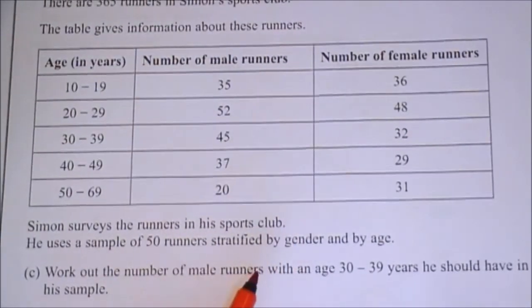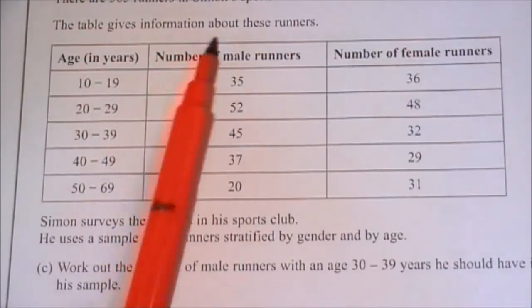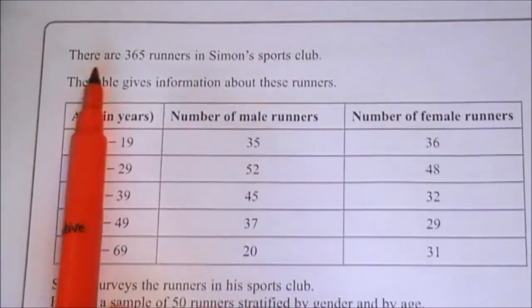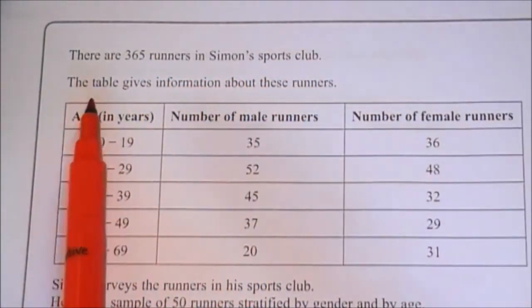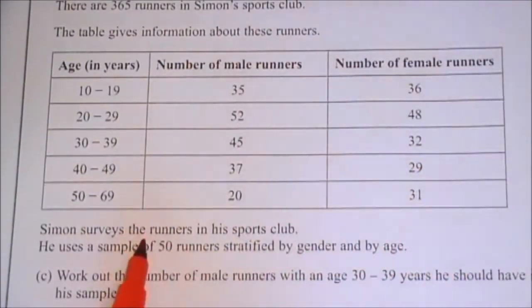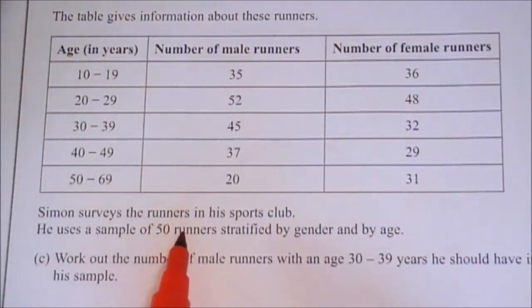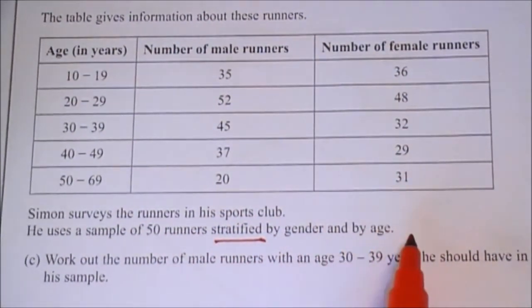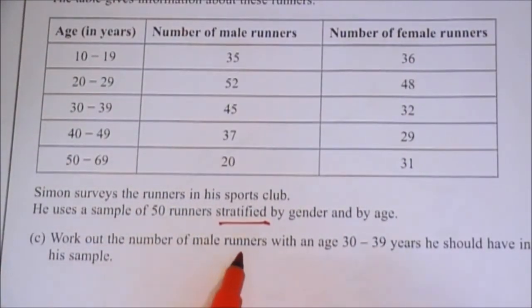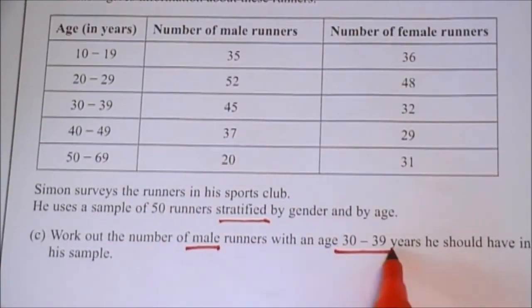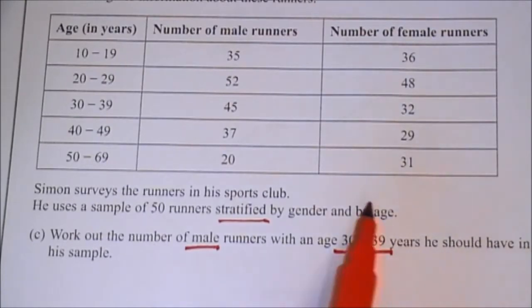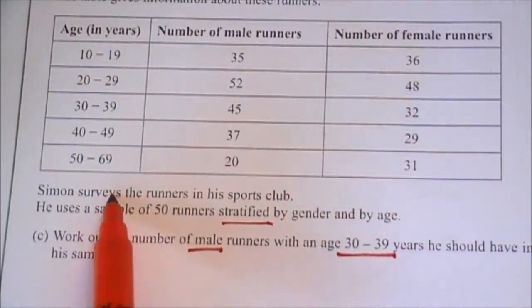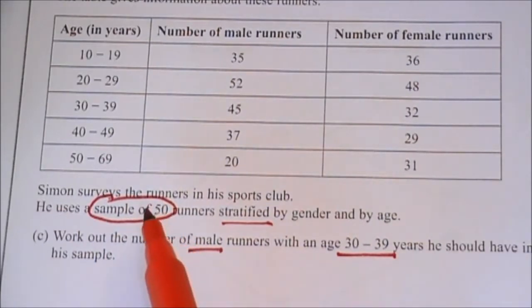Part C is stratified sampling. So the table gives information about these numbers. There are 365 runners in Simon's sports club. Simon surveys the runners in his sports club. He uses a sample of 50 runners stratified by gender and by age. Work out the number of male runners with an age between 30 and 39 years he should have in his sample. So he wants a sample of 50 runners, and we need to know how many of them need to be males aged 30 to 39.